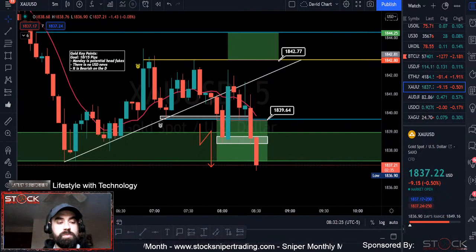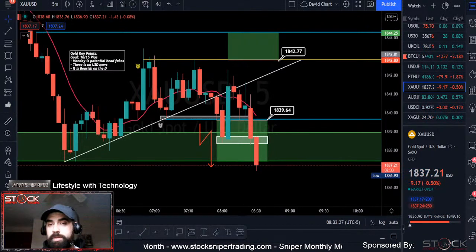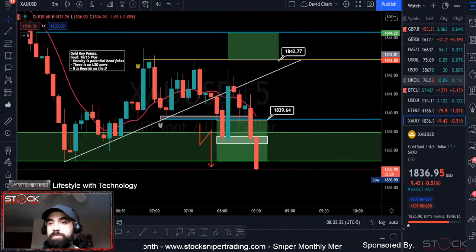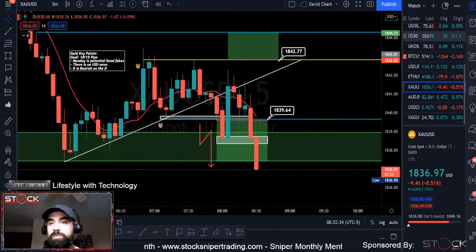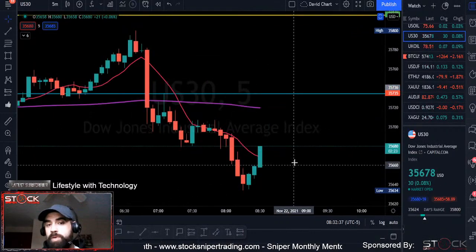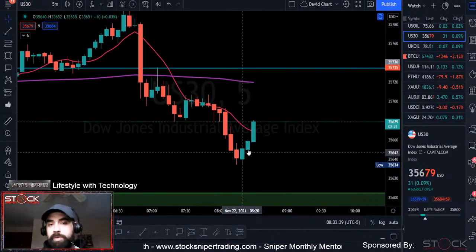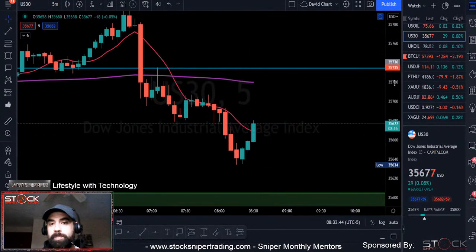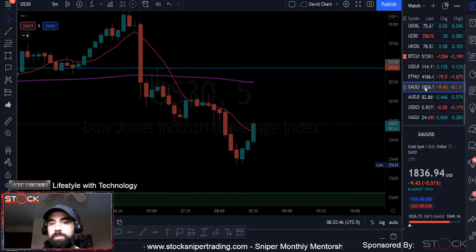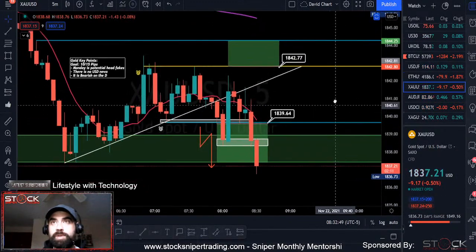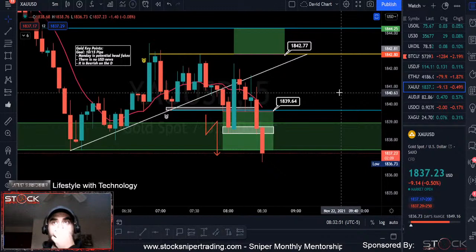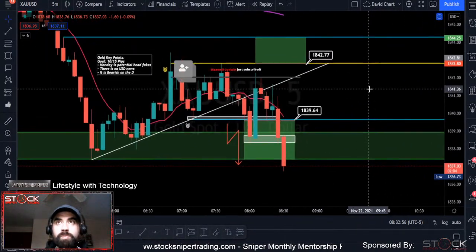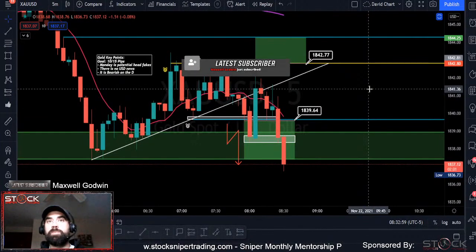Okay, guys. US 30, you should be running. There you go. US 30, guys, you're running in that buy, so you're looking good. You're running about 23 pips. It's looking good. There's your continuation.